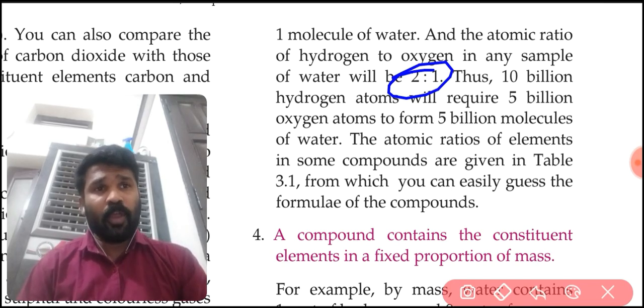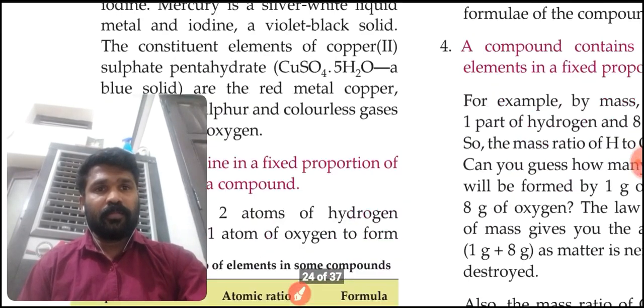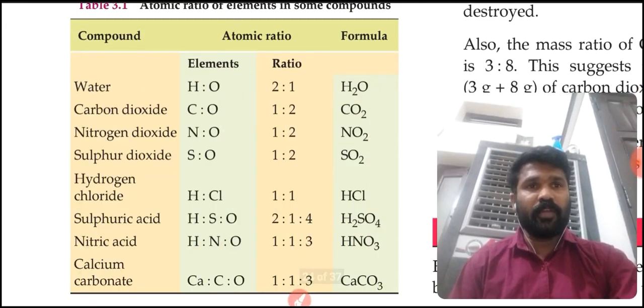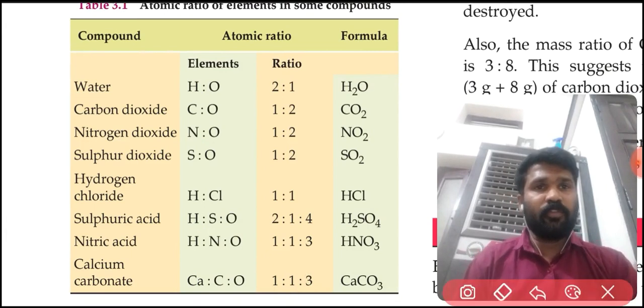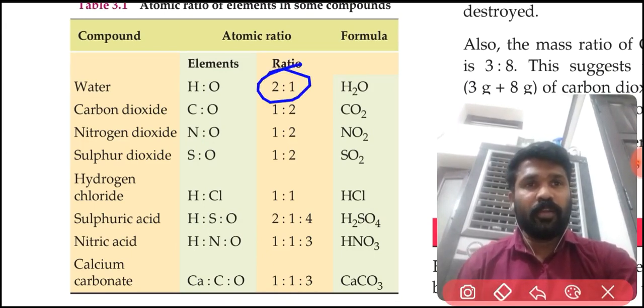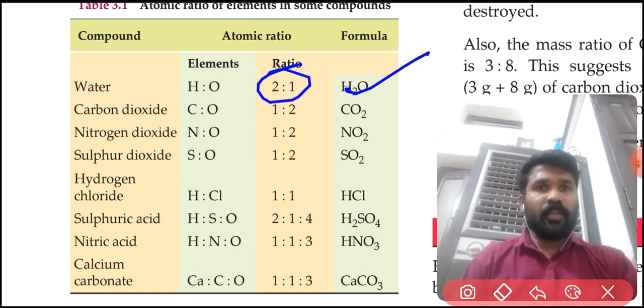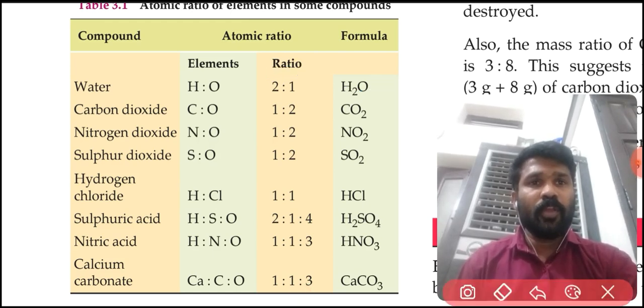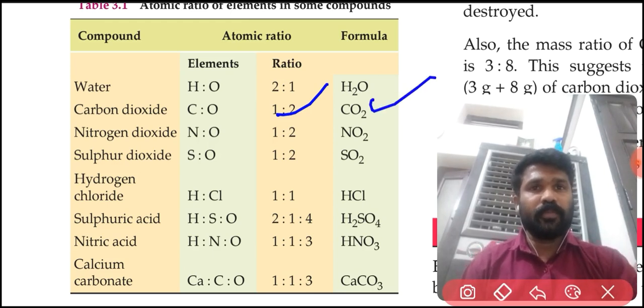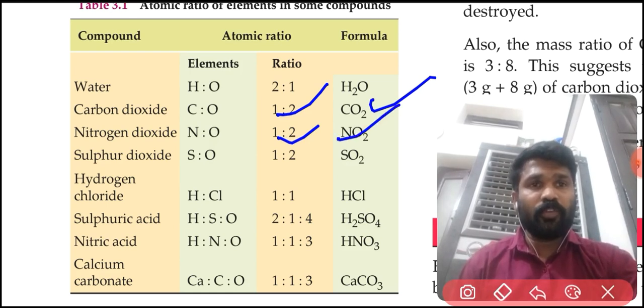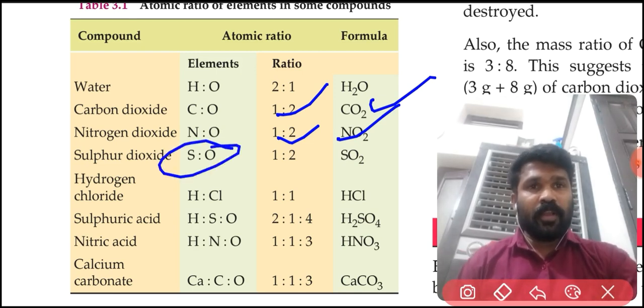The atomic ratios of elements in some compounds are given in table 3.1. Clear? In 3.1, some atomic ratios are given here. Water, the ratio is 2:1, H2O is formed. Carbon and oxygen, carbon dioxide, the ratio is 1:2, CO2 is formed. Nitrogen dioxide, 1:2, NO2 is formed. Sulfur dioxide, the elements are S and O, sulfur and oxygen. The ratio is 1:2, that is SO2.